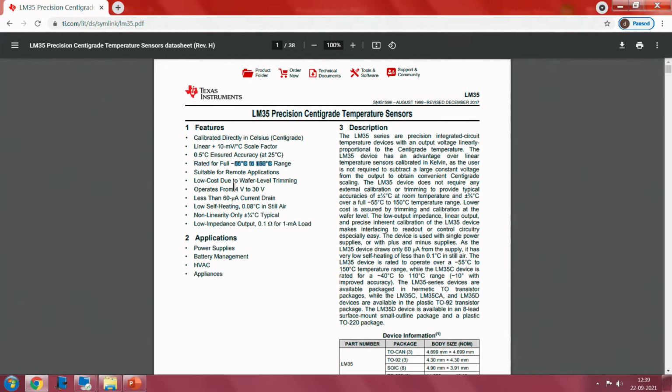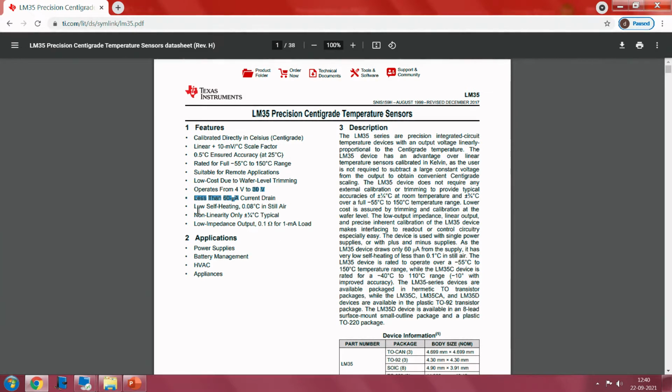And the operating voltage, if you see, requires 4 to 30 volts. So any voltage greater than 4 volts and lesser than 30 volts as an input. Since this is an active sensor, we always have to give an input voltage to operate it, and this is semiconductor based. So it is required to provide some operating voltage. That operating voltage range is 4 to 30.